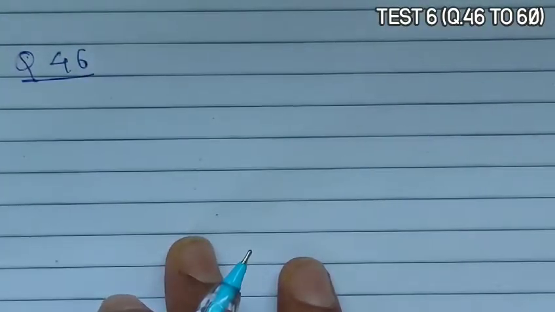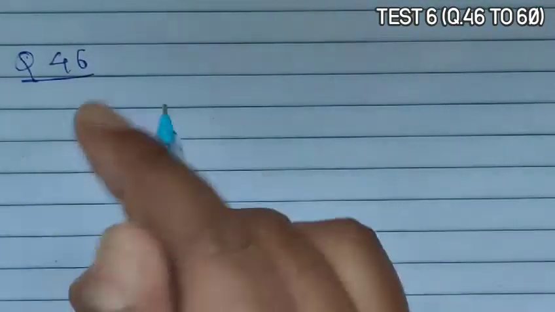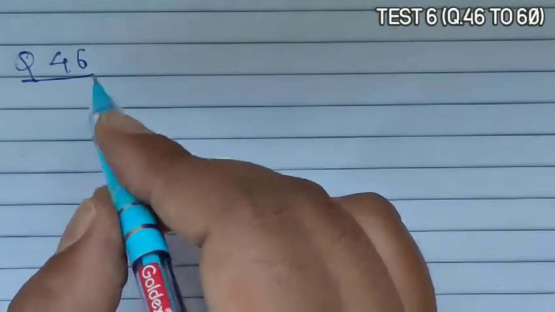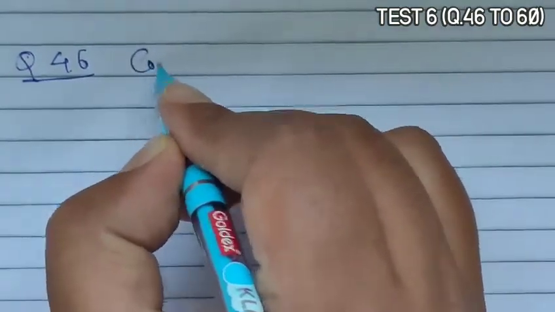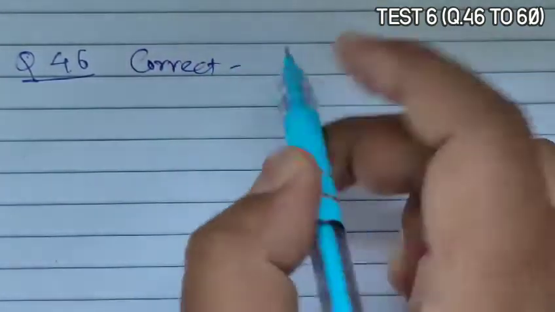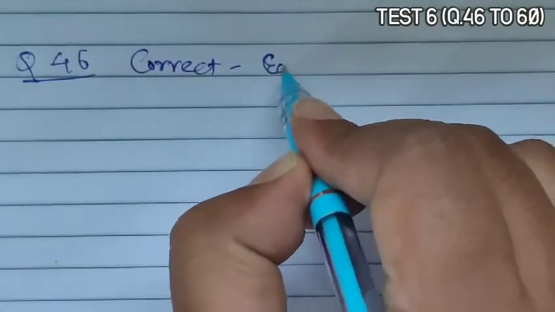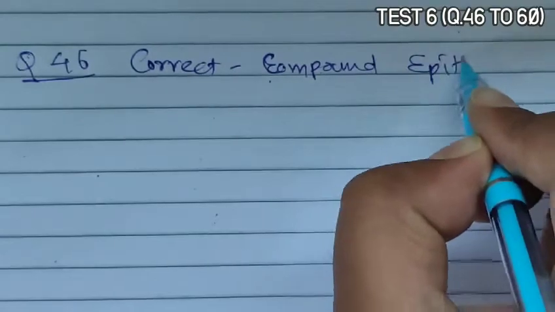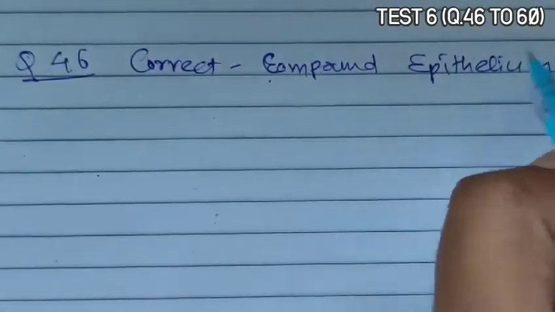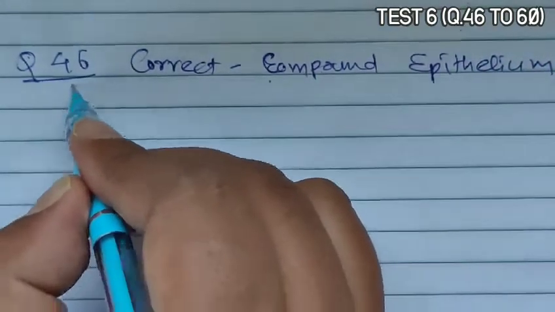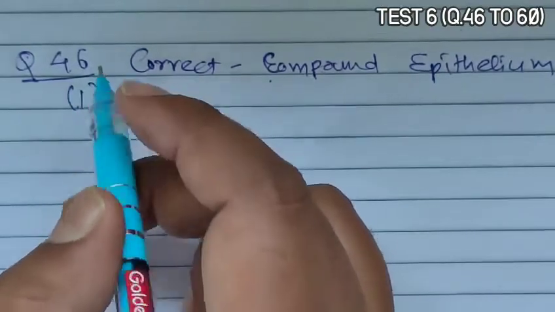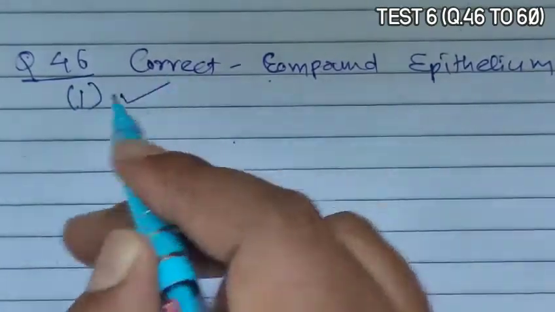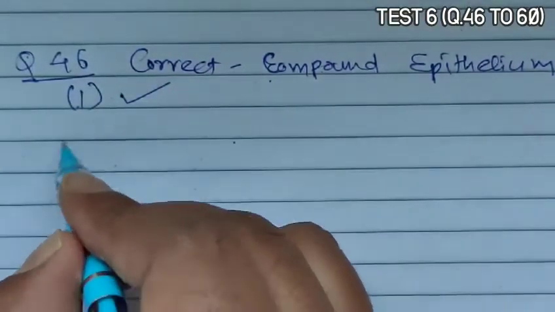Question 46. Question 46 asks to choose the correct sentences for compound epithelium. We have to choose a correct statement for the compound epithelium. Statement 1 says that compound epithelium is made up of multi-layered cells. Correct, it is made up of multi-layered cells.